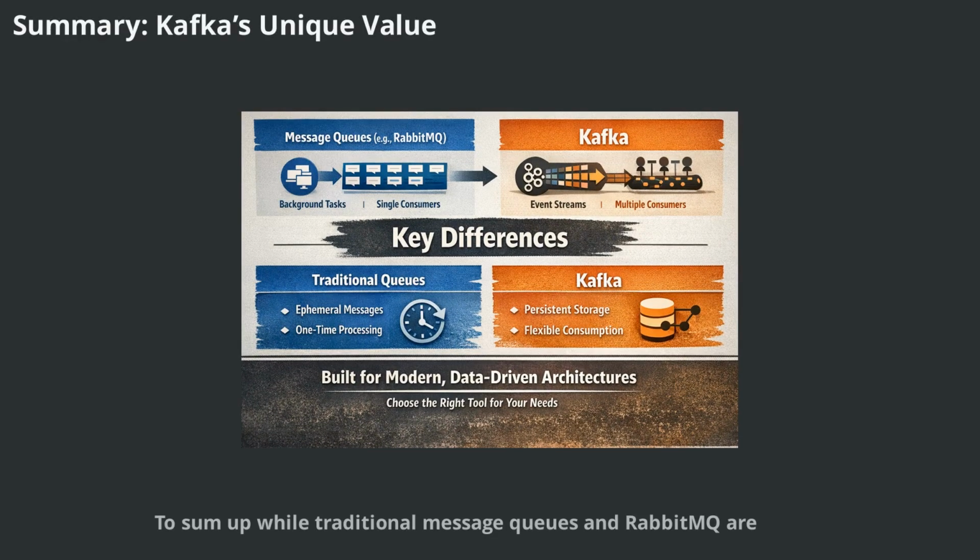To sum up, while traditional message queues are great for getting work done in the background, they're not designed for keeping a history or supporting multiple independent consumers. Kafka, on the other hand, is built for event streams, persistent storage, and flexible consumption. It's a different mindset, one that's perfect for modern, data-driven architectures. Understanding this difference helps you choose the right tool for your needs.